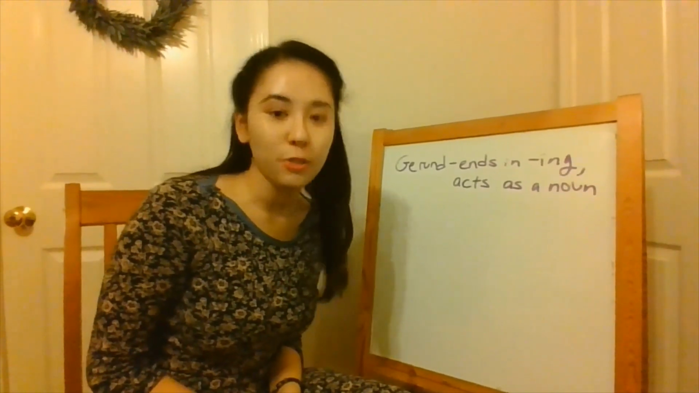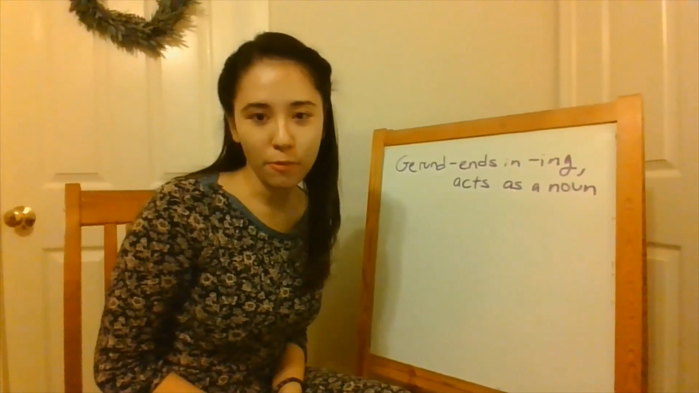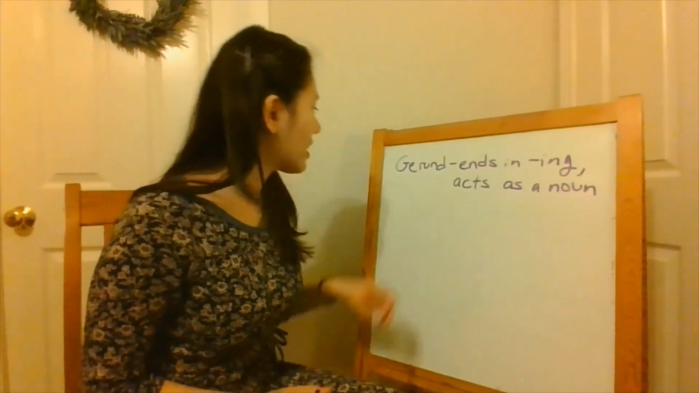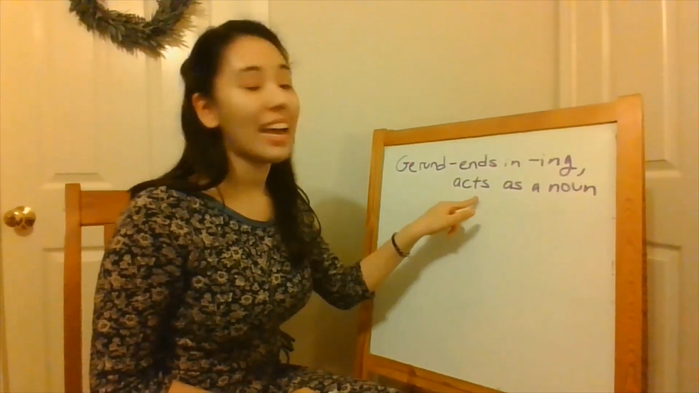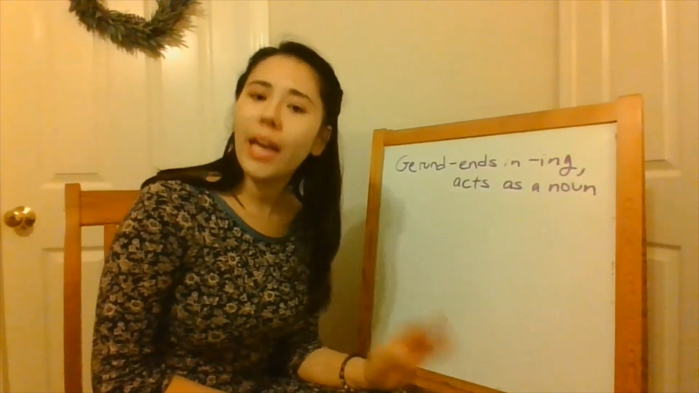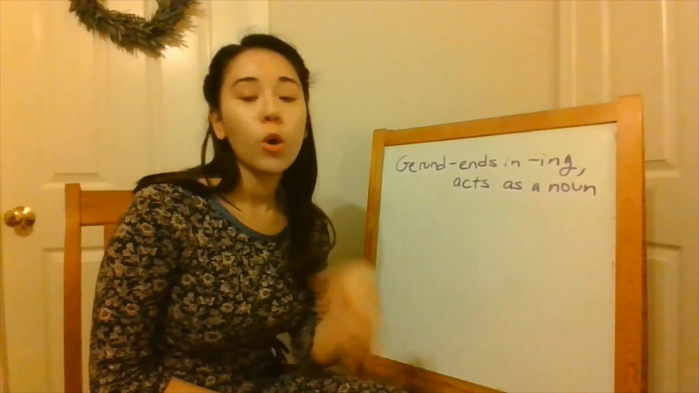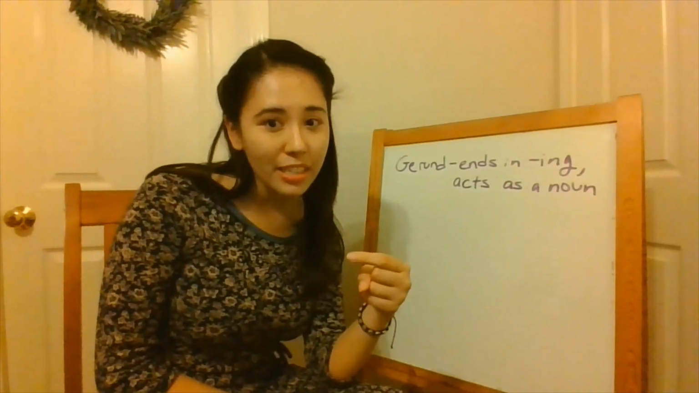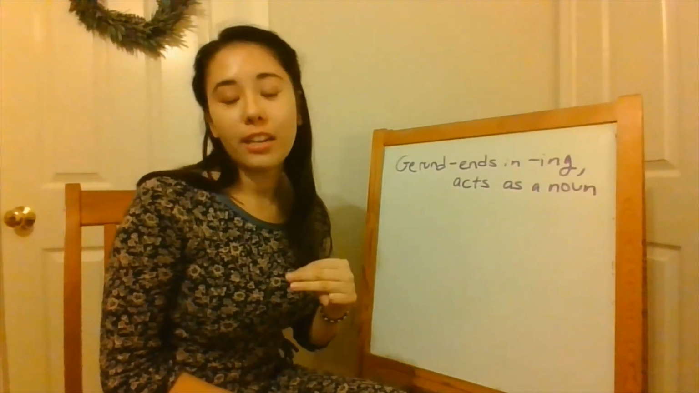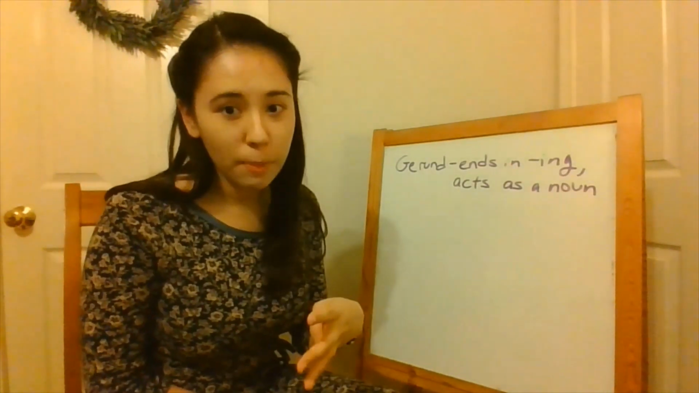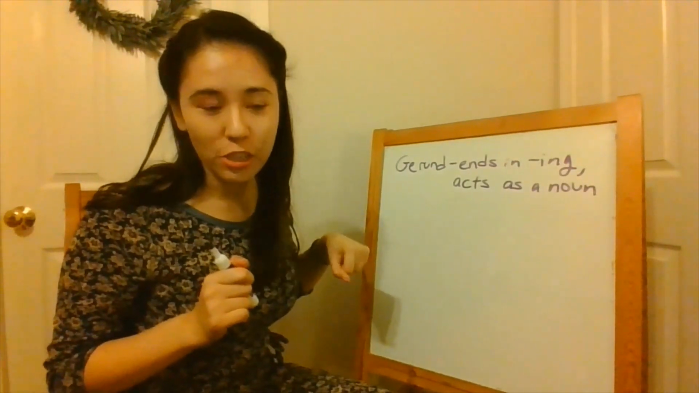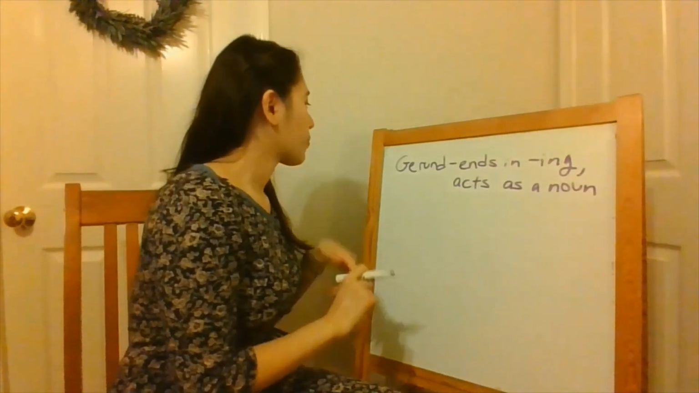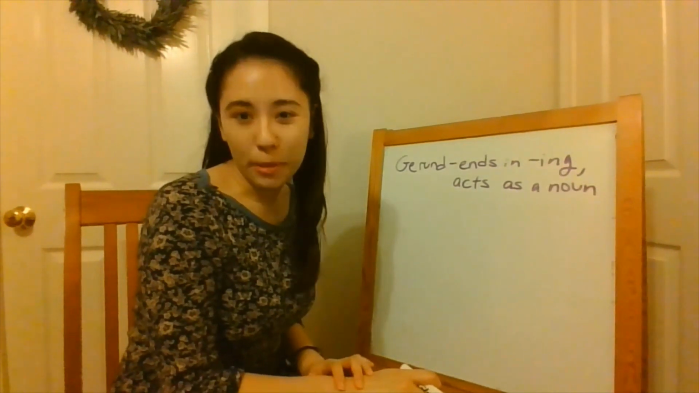Now on to gerunds. The first type of verbal we're going to look at is a gerund. Now a gerund ends in ing, and it acts as a noun. That means it can do anything a noun can do. So we've learned about appositives or subjects or direct objects or an object of a preposition. All of these things that nouns can do, a gerund can do too. Now, let's look first at a couple of examples.